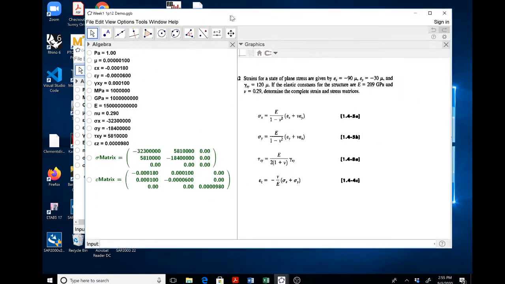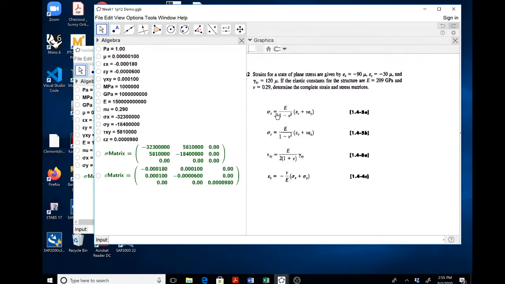The only hint that I will give you on this problem is that there is no stress in the z direction, but it would be a fatal error to say there's no strain in the z direction. That's a very common mistake by students. The strain in the z direction does indeed exist. That's the Poisson effect. So the epsilon matrix has an epsilon z, but the sigma matrix does not have a sigma z. So the complete stress and strain matrices are 3 by 3 for a plane stress problem.